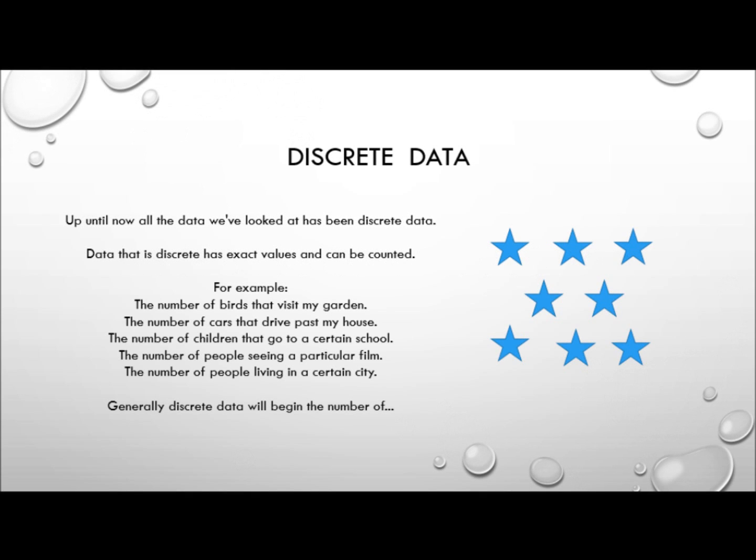Until now all the data we've looked at has been discrete data. Now data that is discrete has exact values and can be counted. For example, the number of birds that visit my garden, or the number of cars that drive past my house, or the number of children that go to a certain school, or the number of people seeing a particular film, or the number of people living in a certain city. You get the general idea. It's the number of something. We're counting individual things.